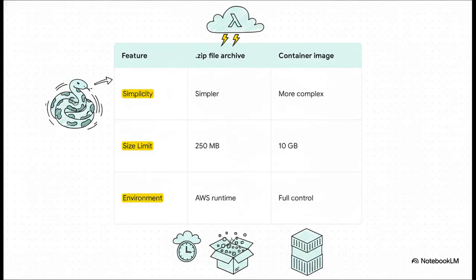Let's break it down. A zip archive? It's way simpler, and it's perfect for most basic functions. But if you need a really large package, we're talking up to 10 gigabytes, or if you need total control over the operating system itself, well, then a container image using Docker is the way to go.